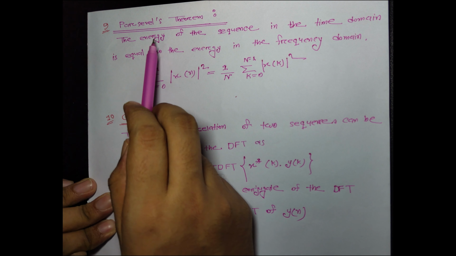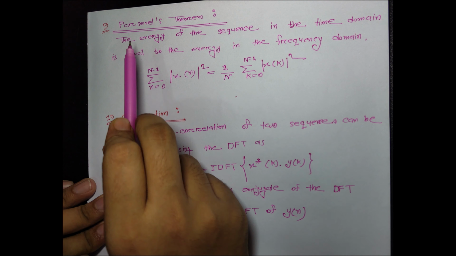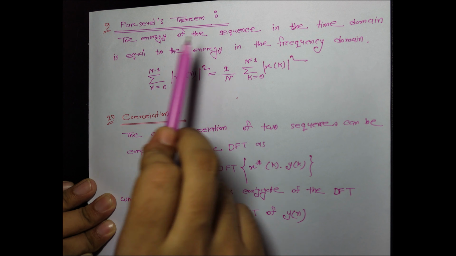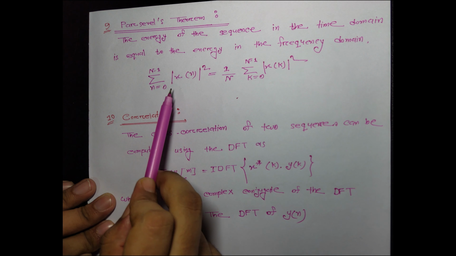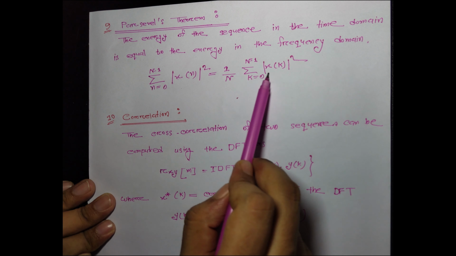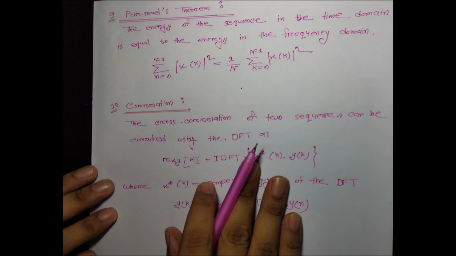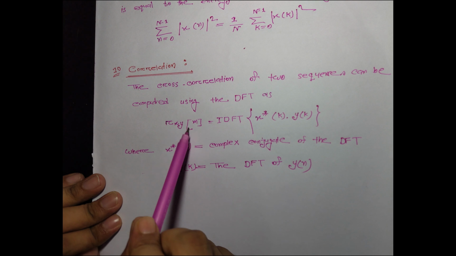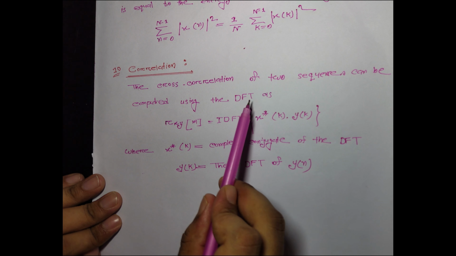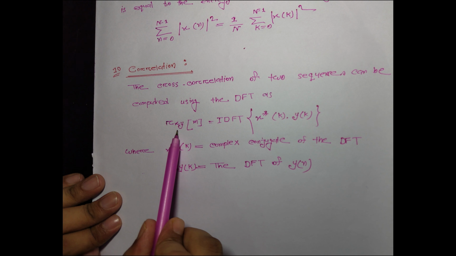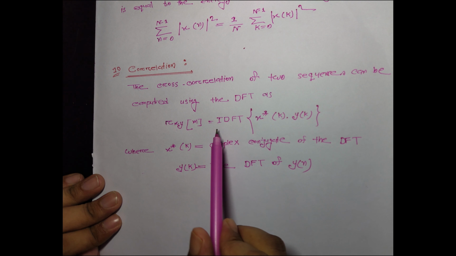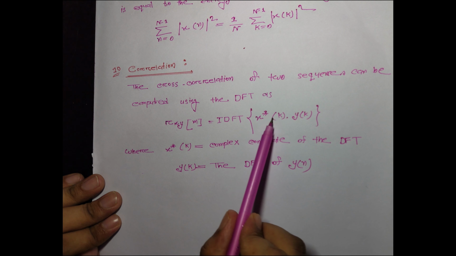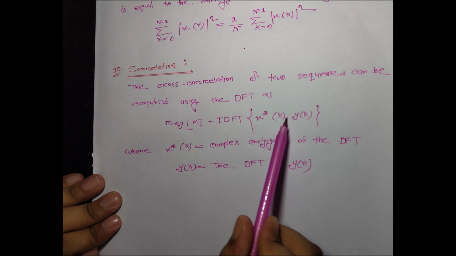For Parseval's theorem, the energy of the sequence in the time domain is equal to the energy in the frequency domain. Here is the time domain energy, and here is the frequency domain energy. In the correlation property, the cross correlation of two sequences can be computed using the discrete Fourier transform as r xy of m equal to the inverse discrete Fourier transform of the conjugate of X of k times Y of k.